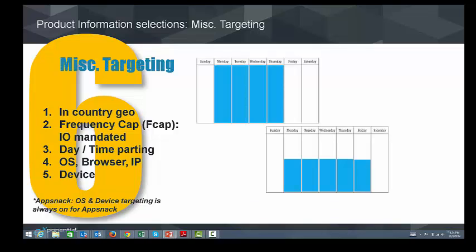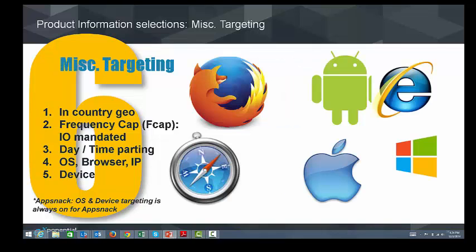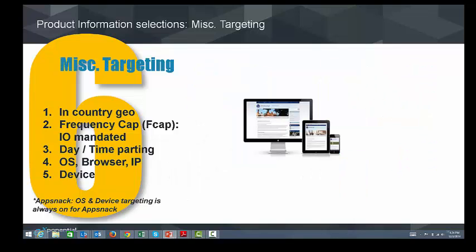Daytime parting is when the campaign can only show impressions during certain times of the day or days of the week. For example, a McDonald's breakfast campaign will only want to run from 6 a.m. to 11 a.m. OS, browser, IP targeting are the operating systems in the browsers, like Safari, Internet Explorer, Android. And lastly, device is when you only want to target tablet, smartphones, or PCs. Now for AppSnack campaigns, OS and device targeting is a default setting, so these should always be selected for AppSnack placements.